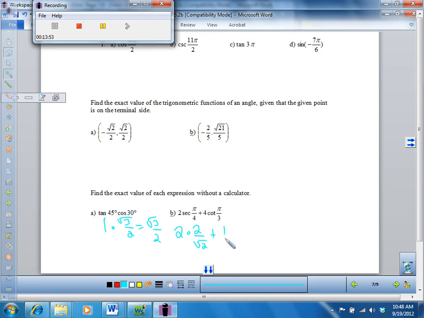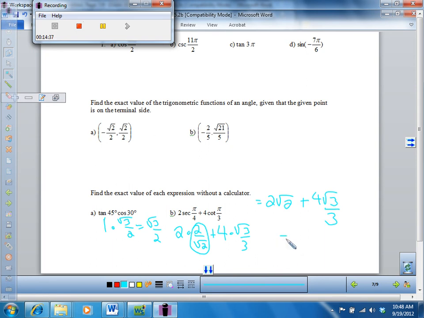What's cotangent of pi over 3? Look at your table. Cotangent of pi over 3 is root of 3 over 3. Okay? So when I simplify this, you could rewrite it rationalized as plain old square root of 2. So what you get is 2 root of 2 plus 4 root of 3 over 3. And you could just leave it like that.